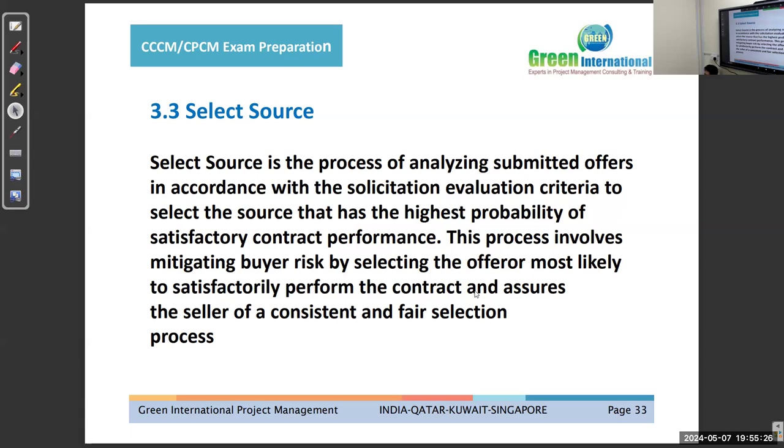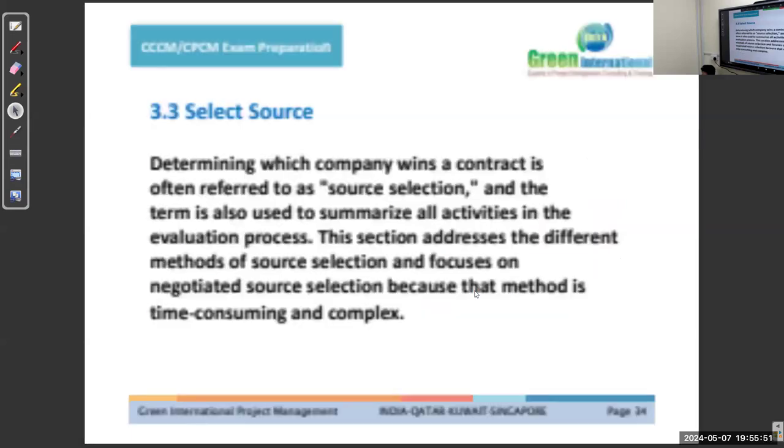Select source is the process of analyzing submitted offers in accordance with solicitation evaluation criteria to select the source that has the highest probability of satisfactory contract performance. This process involves mitigating buyer risk by selecting the offerer most likely to satisfactorily perform the contract, and assures the seller of a consistent and fair selection process.